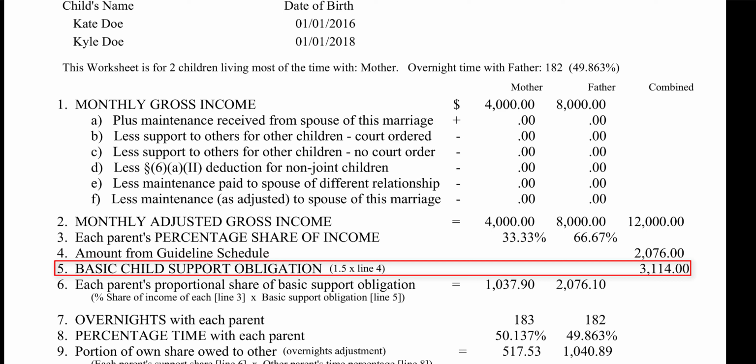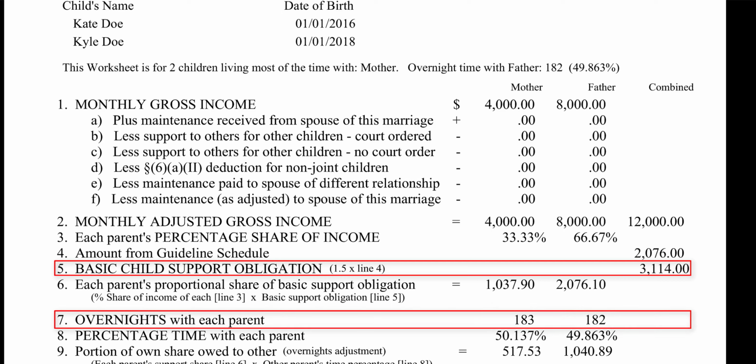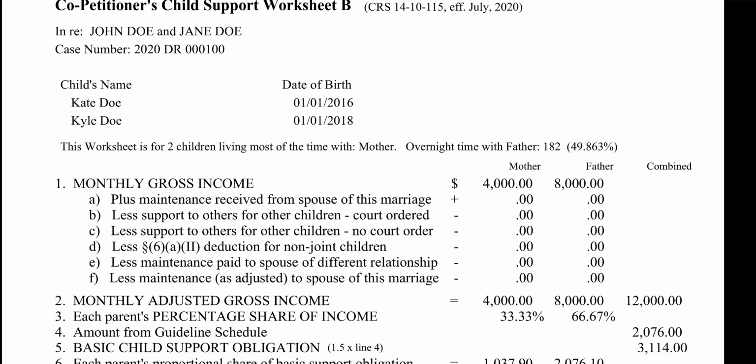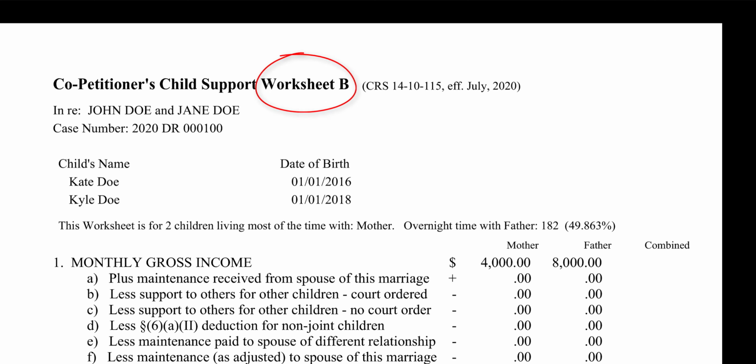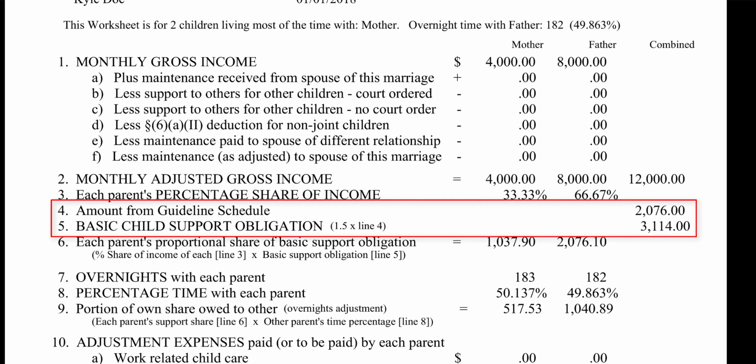Well, that's because no parent has less than 93 overnights a year with the kids, which is a special threshold number. If both parents have at least 93 overnights a year, then they are considered to have shared parenting time, which generates a worksheet B rather than a worksheet A. A worksheet A applies when a parent has less than 93 overnights a year. So we are using a worksheet B. And when a worksheet B is used, meaning the parents have shared parenting time, then the $2,076 is multiplied by 1.5, which results in $3,114, okay? But why was this multiplied?